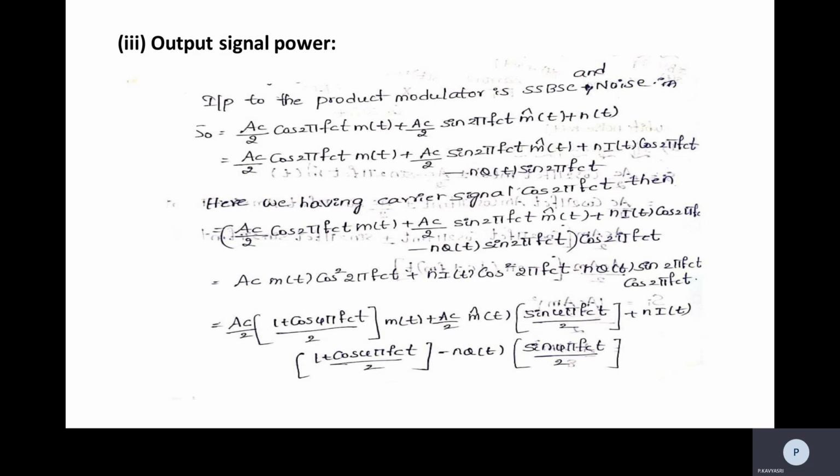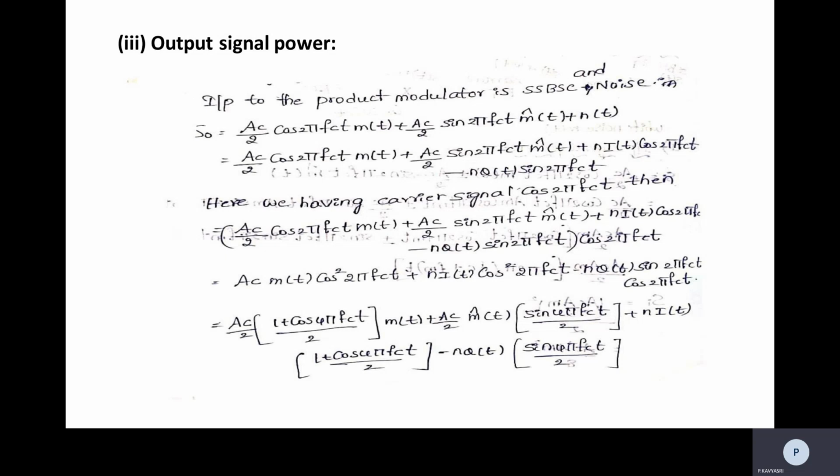I explained this derivation in the previous classes. So here we have a carrier signal cos 2 pi fct. I'm just multiplying the whole equation with cos 2 pi fct. So I have written the same equation and I'm just multiplying with cos 2 pi fct. Then what does it become?